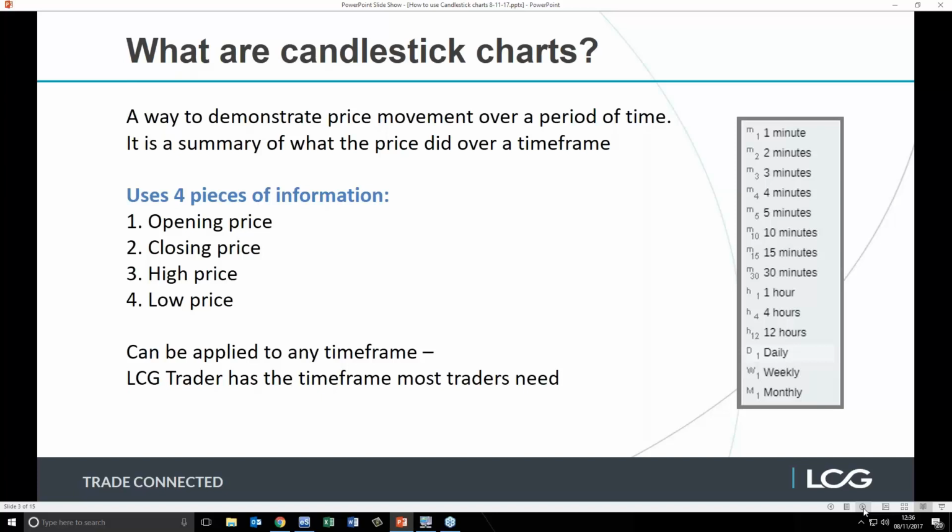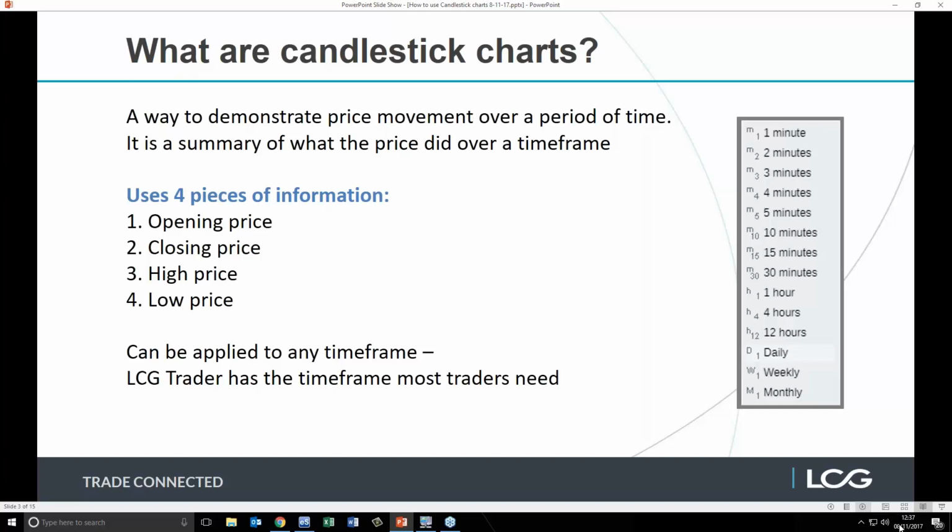Now, I say it's a summary because it's not looking at every tick change in the price. The price obviously fluctuates constantly, particularly in these super liquid markets that LCG trades. It's only showing you, in fact, the opening price, the closing price, the high price, and the low price.